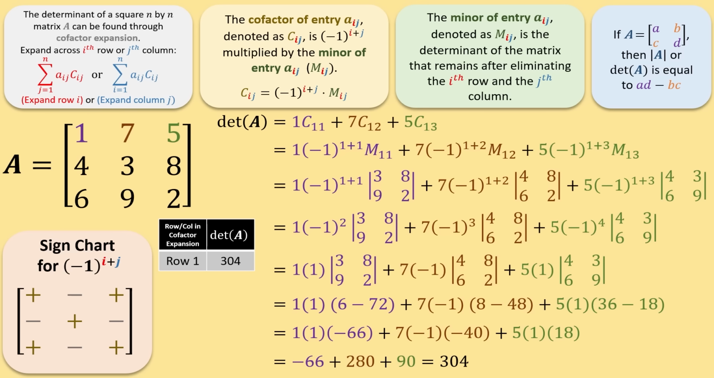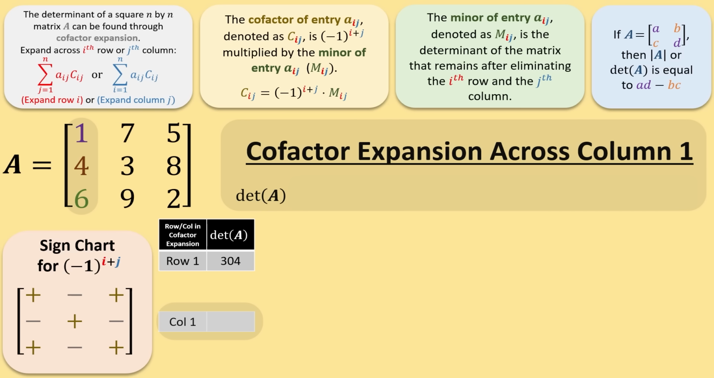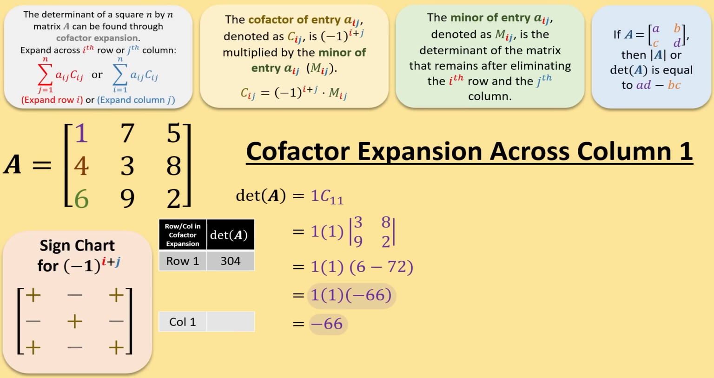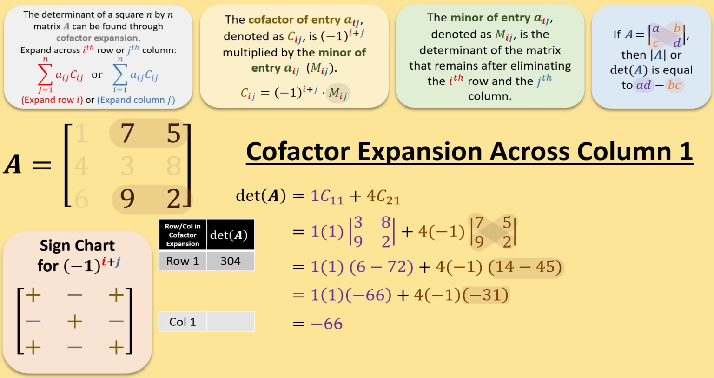Quickly, let's validate this value by also expanding across the first column of matrix A. The first entry of column 1 is 1, and we multiply it by its corresponding cofactor. Its cofactor is equal to positive 1, this position in the sign chart, times its minor, which is equal to negative 66. 1 times negative 66 is negative 66. We add the second entry of column 1, which is 4, and multiply by its corresponding cofactor. Its cofactor we calculate using the sign from the sign chart is negative 1, and its minor is equal to negative 31. This product is equal to positive 124.